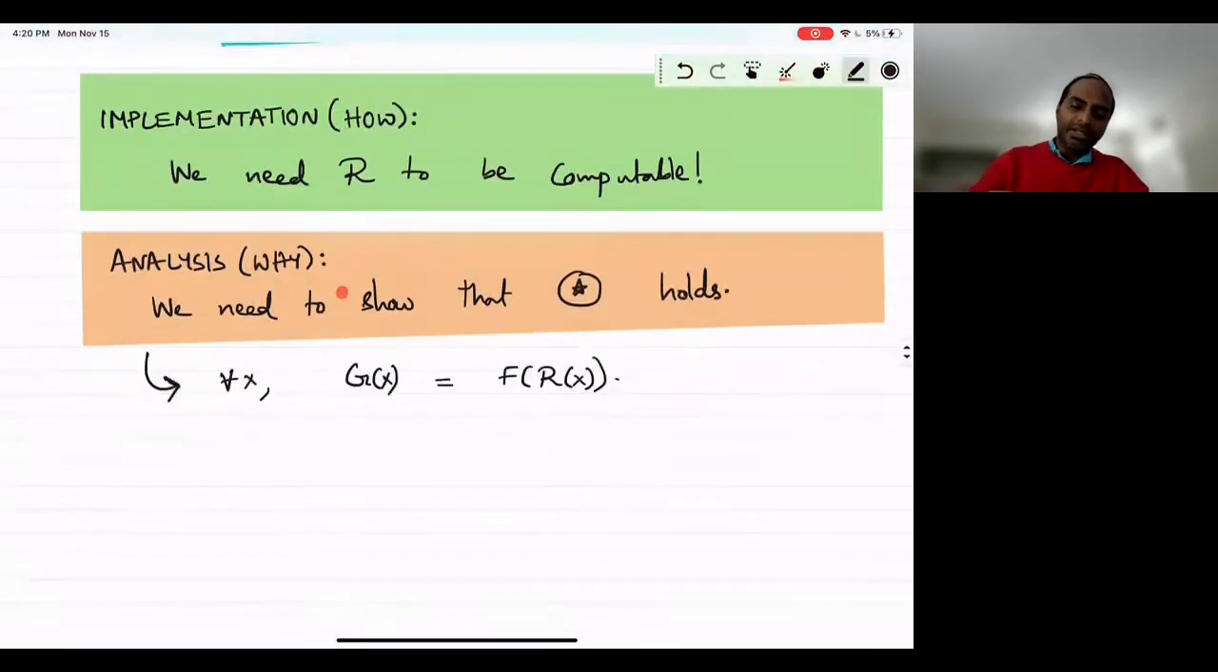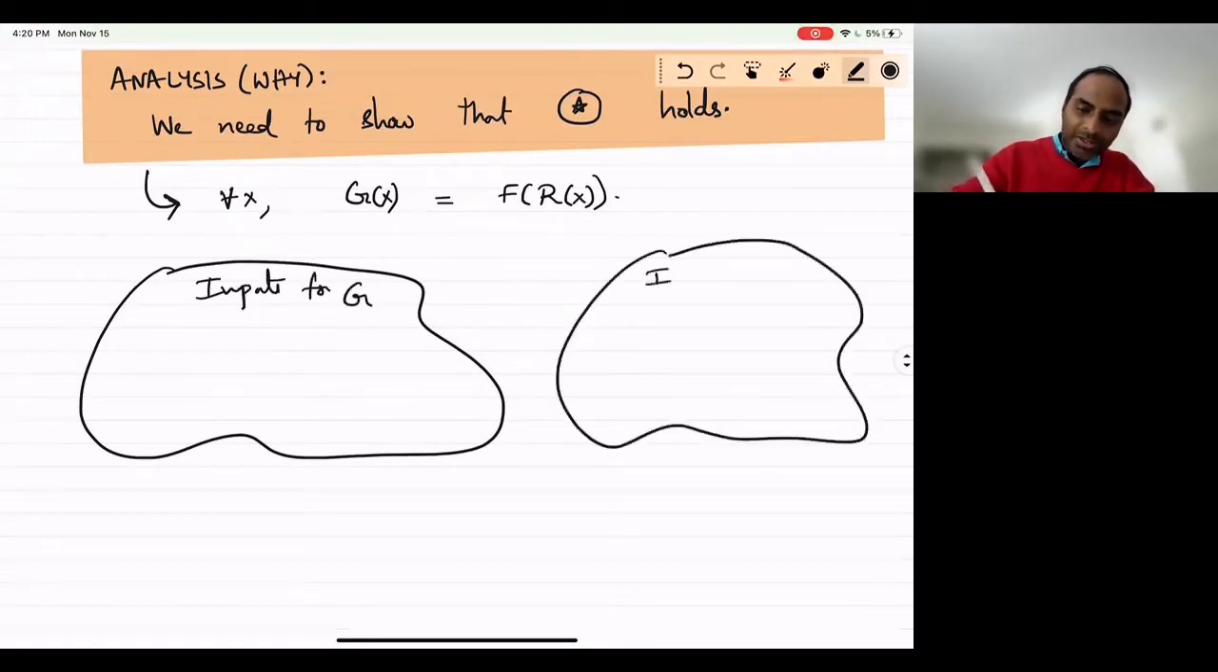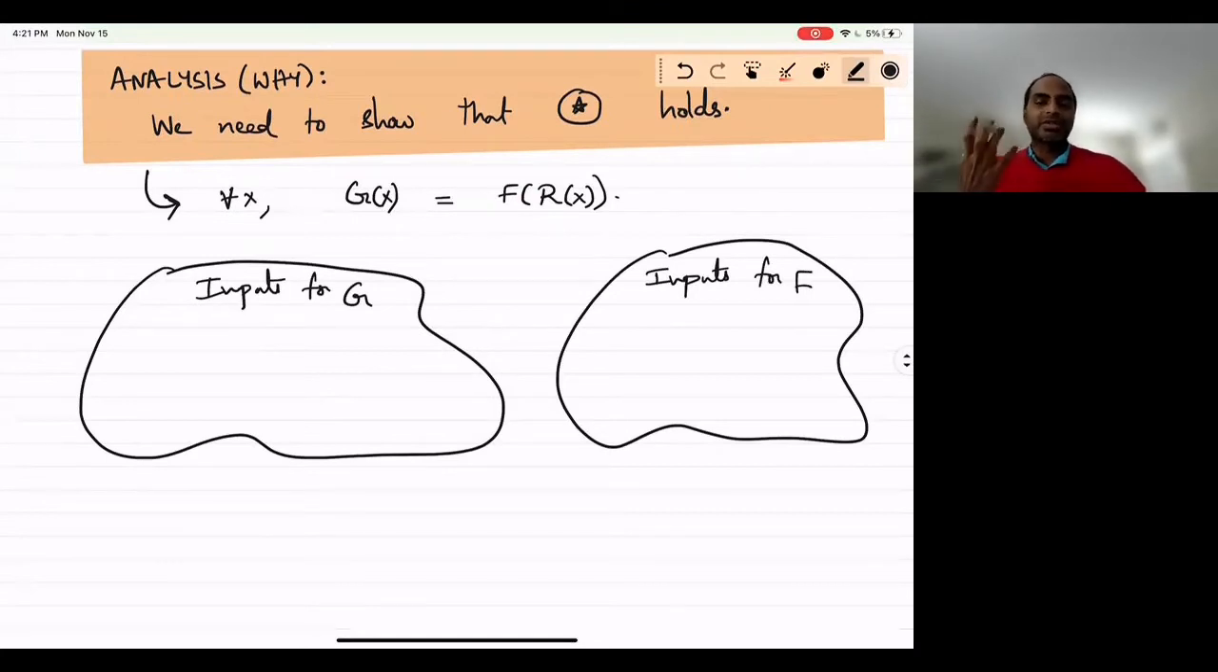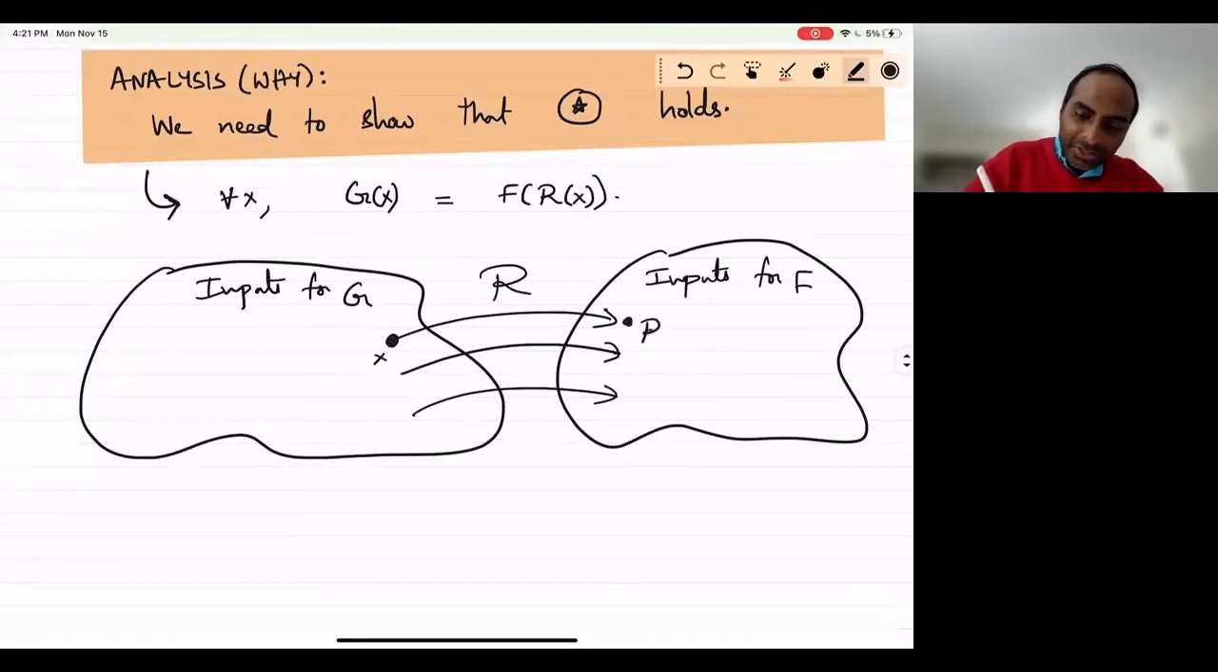Okay, so pictorially, what we are doing really is the following. Somehow you have the space of inputs for g, and then you have the space of inputs for f. They could be living in completely different worlds. Maybe g views its inputs, binary strings, as programs, f views its inputs as, maybe, a graph or whatever. But the reduction goes from one space to the other. It takes an input for g and maps it to a specific input for f.